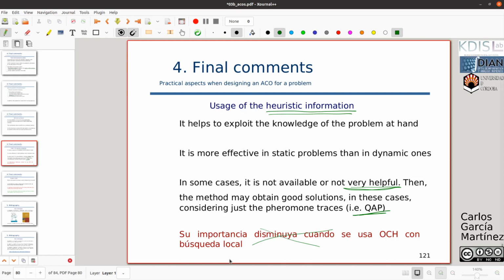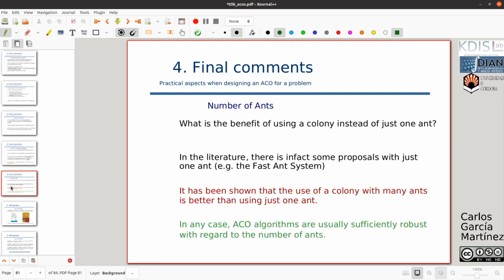Sorry, this is in Spanish, but it is not too interesting. Finally, there is a question which is the most appropriate number of ants in the algorithm, or in particular, you can wonder what is the benefit of using a colony? This means a set of ants instead of just one ant.